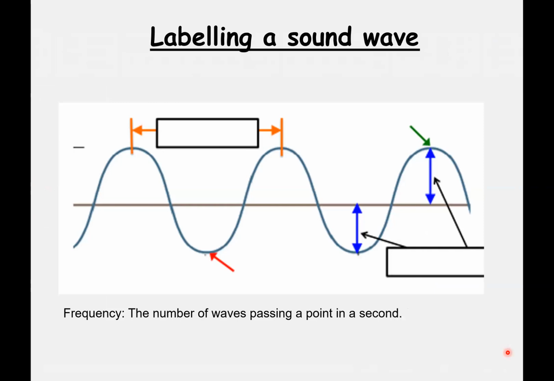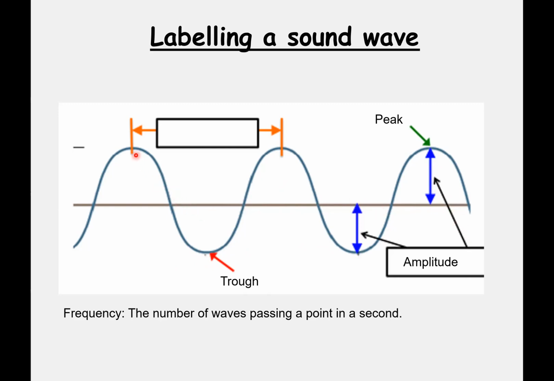We're going to start off by labeling a sound wave diagram. This point is the highest point of a sound wave, and this is why it's called a peak. The lowest part of a sound wave is called the trough. The distance between the line of zero and the peak is called the amplitude. This also applies with the distance between the line of zero and the trough.